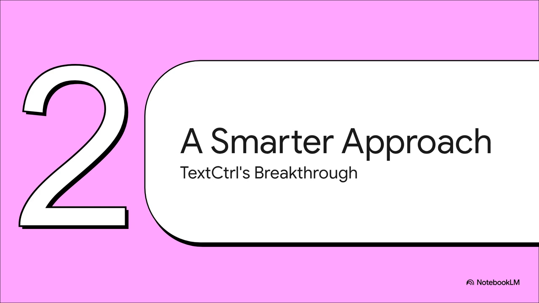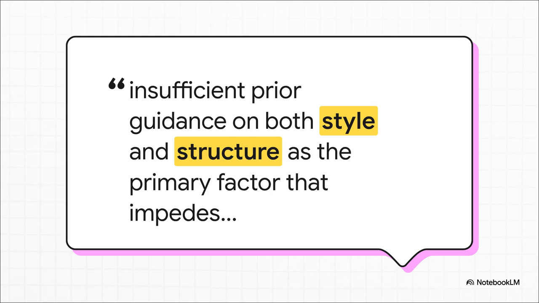And it's all because it's built on a fundamentally smarter idea. The creators of TextCtrl really nailed the core problem right here in this quote. They figured out that the old models were failing because they lacked good guidance on two super important things: the text style and the new letter's structure. The AI was trying to figure out both things at the same time, and it was just getting confused.